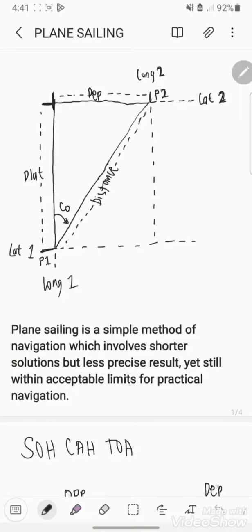Okay guys, we're back. In this video, I will teach you how to solve plain sailing. According to definition, plain sailing is a simple method of navigation which involves shorter solutions but less precise results, yet still within acceptable limits for practical navigation. Why does plain sailing have a less precise result?